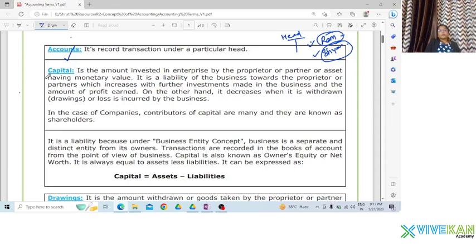So let's try to understand our basic definitions. The next definition is capital. Apart from this, I also want to explain the nature of any account. It's very important for us to understand the nature of accounts.